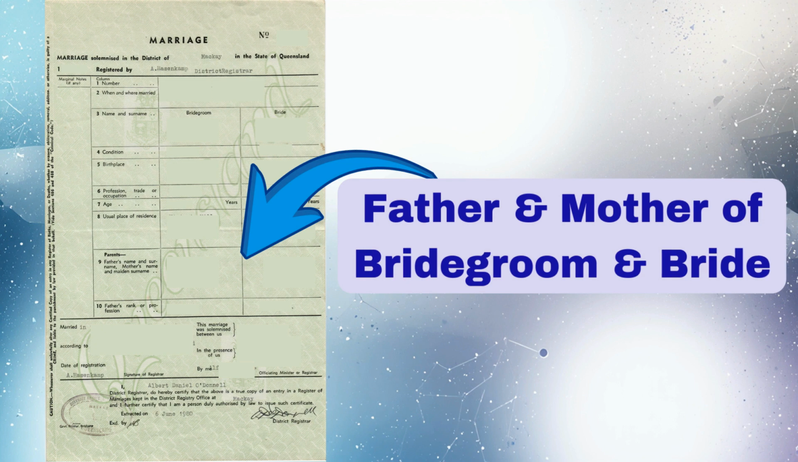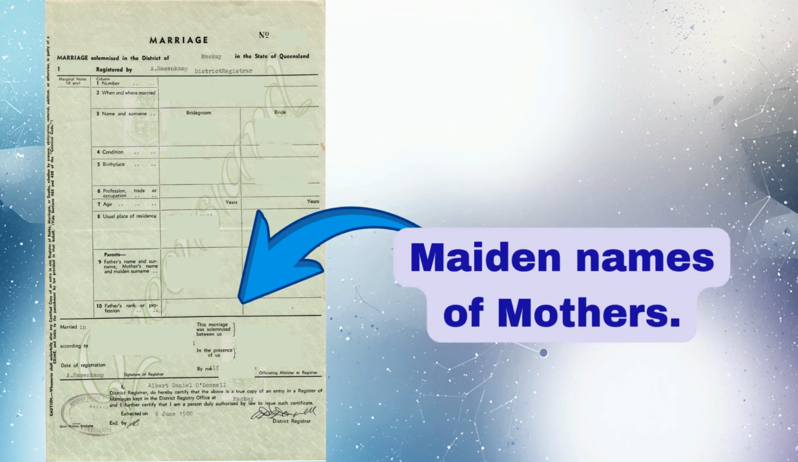The next piece of detail shows the father and the mother of the bridegroom and the bride. The mother's maiden names. Caution: this is one place to be aware of, especially the spelling of the maiden names of the mothers, if it is mentioned. We will come back to this later.